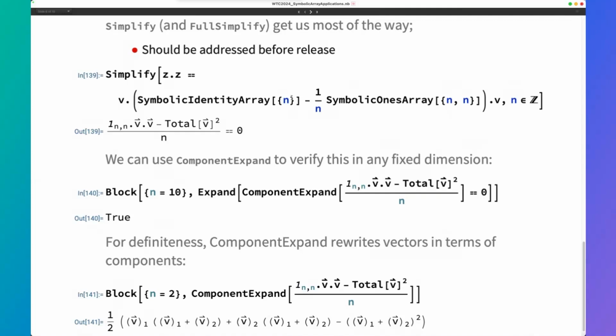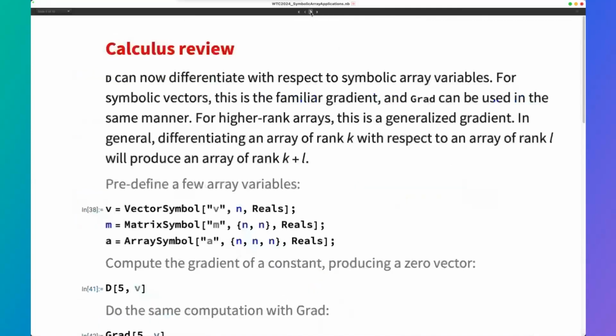So I think I've been going for about 13 minutes. So I think I'm right on time. Let's do a calculus review.